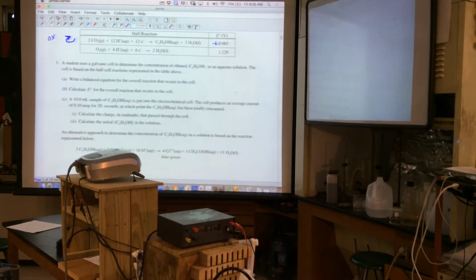If you look, calculate the E of cell. All I'm going to do is add these together. Very simple. I get 1.314 volts. Now, a lot of you guys didn't write the units. Make sure you do. Don't get lazy. It's a voltage. And now, of course, how do I get the overall reaction?